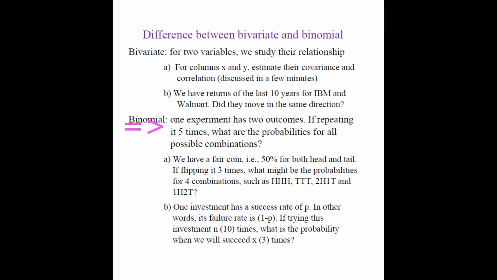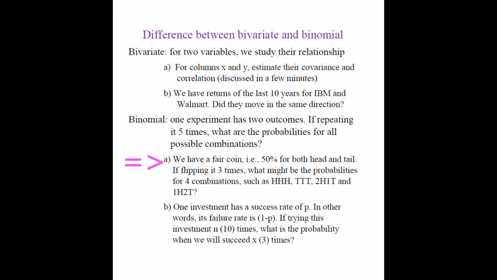Binomial. For the binomial, we have one experiment that has only two outcomes. If we repeat the same experiment many times, what might be the different outcomes or combinations?